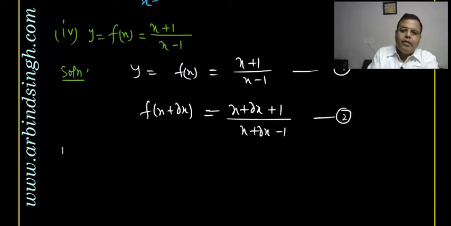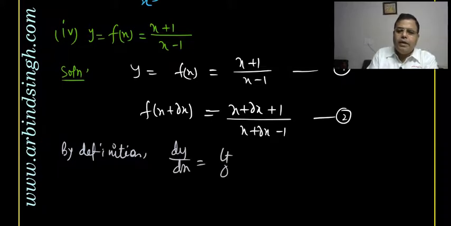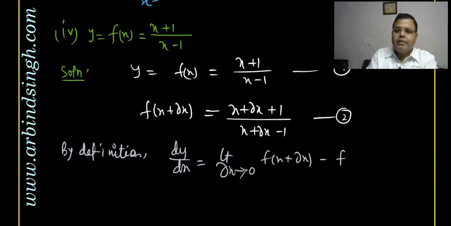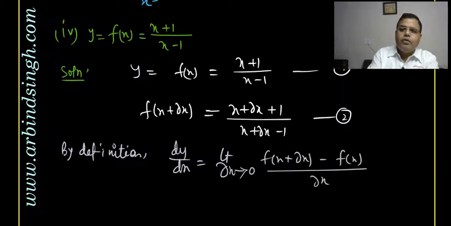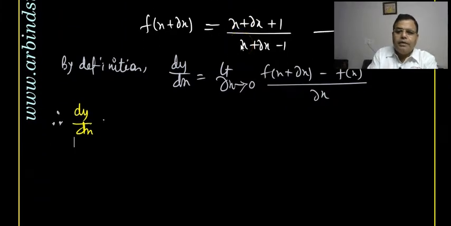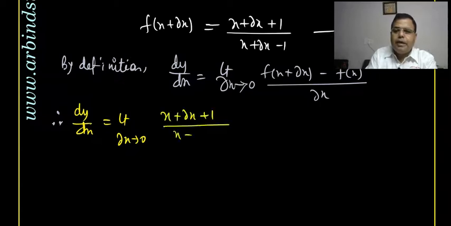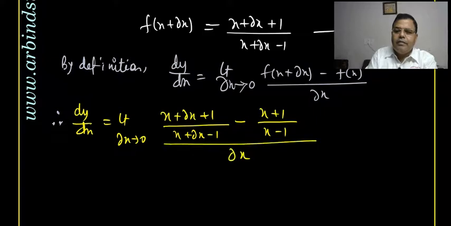Now we'll go again to the definition. By definition, dy by dx is equal to limit delta x tends to 0 of fx plus delta x minus fx whole divided by delta x. So we will put the values here. Therefore dy by dx is equal to limit delta x tends to 0 of x plus delta x plus 1 upon x plus delta x minus 1 minus x plus 1 upon x minus 1 whole divided by delta x.